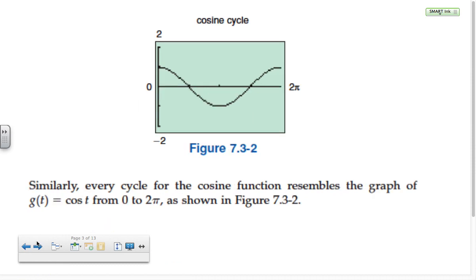So let's talk about the cosine graph and what it does. It also goes from 0 to 2 pi. It starts at its maximum, falls to its minimum, and ends at its maximum. That's an important distinction. And also its cycle is 0 to 2 pi.